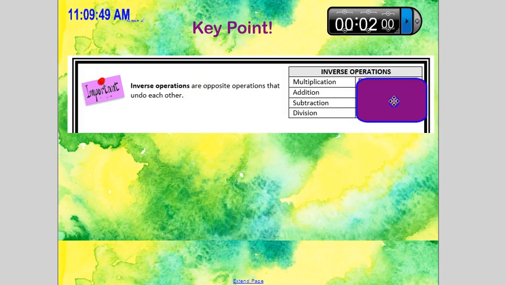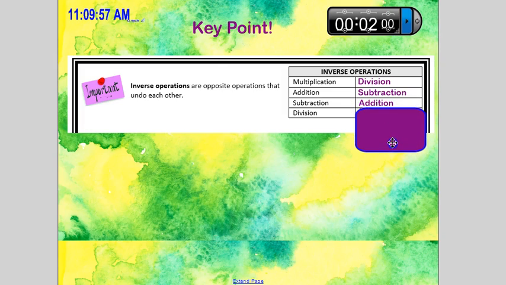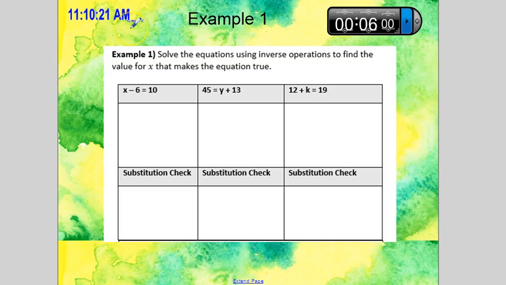So the opposite of multiplication is division. The opposite of addition is subtraction. The opposite of subtraction is addition. And the opposite of division is multiplication. Please pause this and make sure you have that written in your notes. Let's see how to use inverse operations to solve equations.